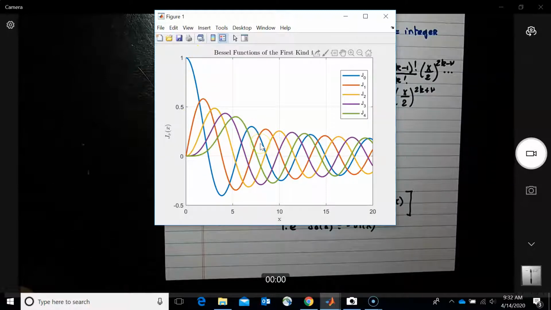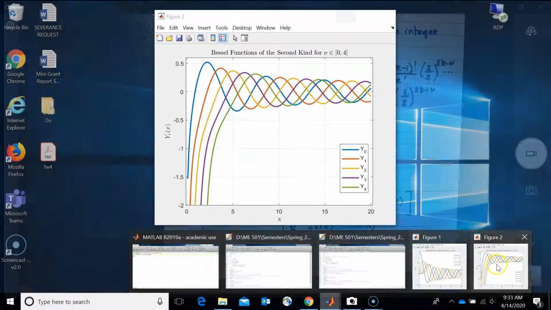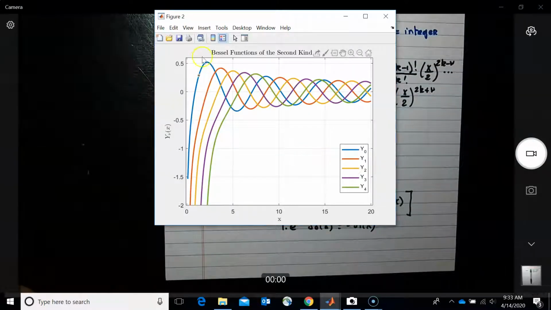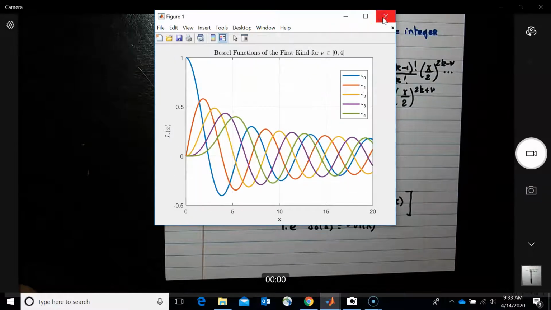So if you think the response of your system is going to be of this type, then the solution will be under the form of the Bessel function of the first kind. If you have a solution that is diverging to a certain value, here it's the same thing, at 0 there is a singularity, so there's no value at 0, but then you find a stable answer over here, the answer should be in terms of the Bessel function of the second kind. Let me close this.